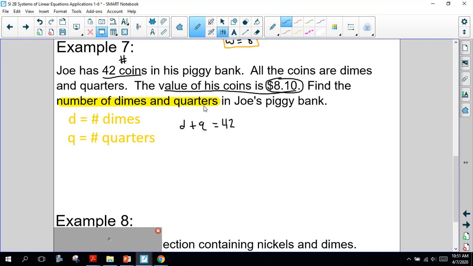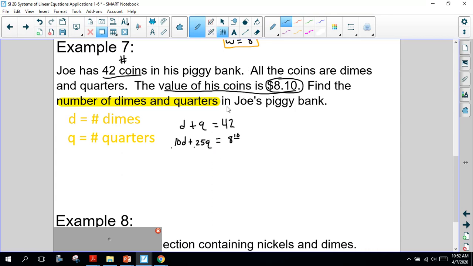The second equation is dealing with the value of his coins. The value here is $8.10. Once again, $8.10 is a total of the value of the dimes and the value of the quarters. We've got background knowledge that we need to bring in here. We know that each dime is 10 cents. So I'm going to put 10, and I'm going to put my decimal point real low for a reason. 10 cents for every dime, plus we know that a quarter is 25 cents for each quarter.